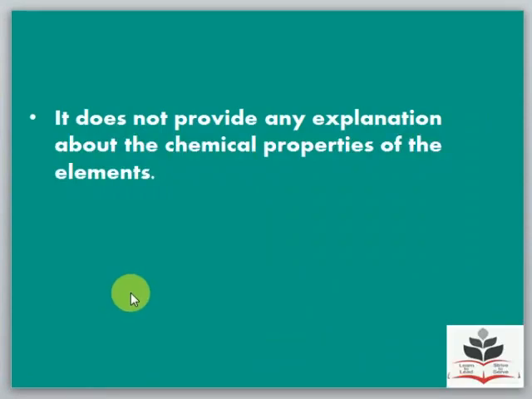The last defect or objection to the Rutherford atomic model was that it does not provide any explanation about the chemical properties of the elements. As you know, chemical property means how an element combines with other elements, how a substance will react with other substances. So the Rutherford atomic model is not giving us any idea about the chemical properties of the elements. These were some of the defects which were present in the Rutherford atomic model.